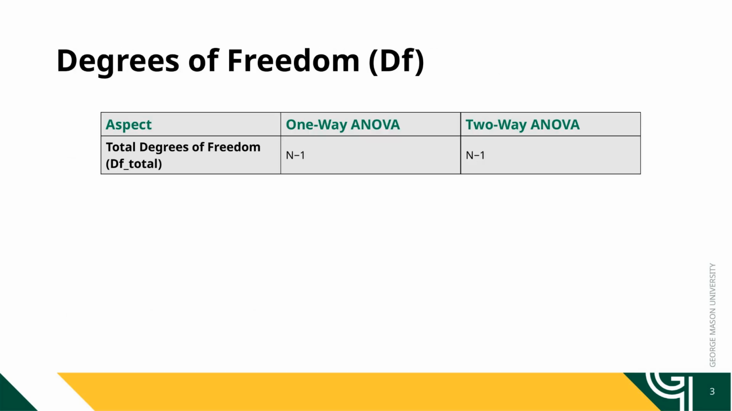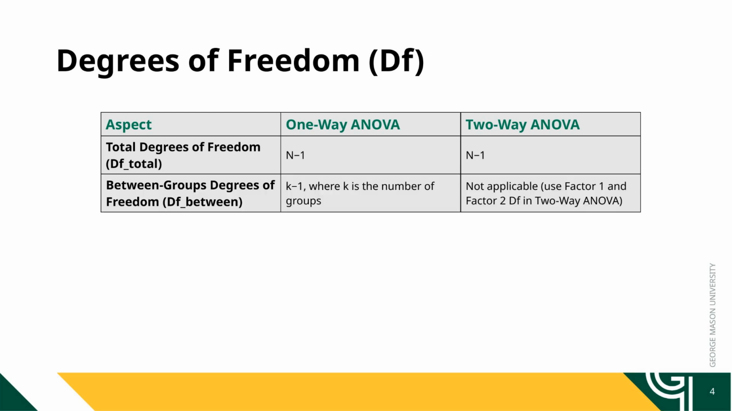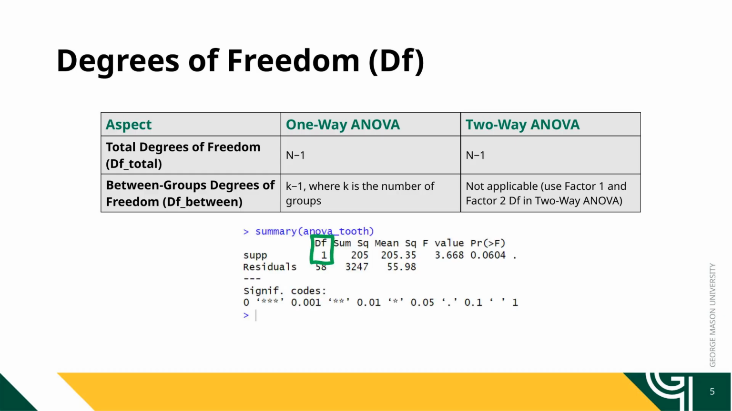Both one-way and two-way ANOVA calculate total degrees of freedom, df, as n-1, where n is the total number of observations. In one-way ANOVA, the between groups degrees of freedom is calculated as k-1, where k is the number of groups, representing the comparison of group means. In two-way ANOVA, the degrees of freedom is divided between factor 1 and factor 2, as it considers two independent variables. The degrees of freedom for the supplement factor, with two levels, is 1.